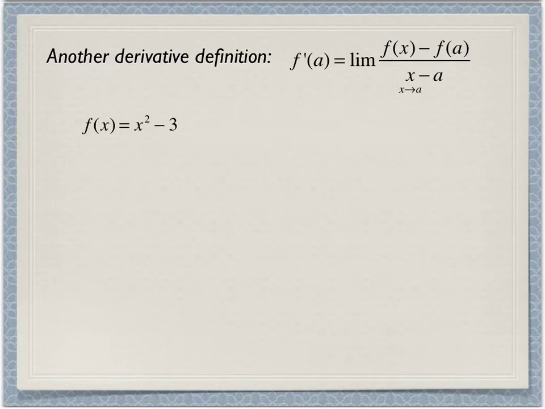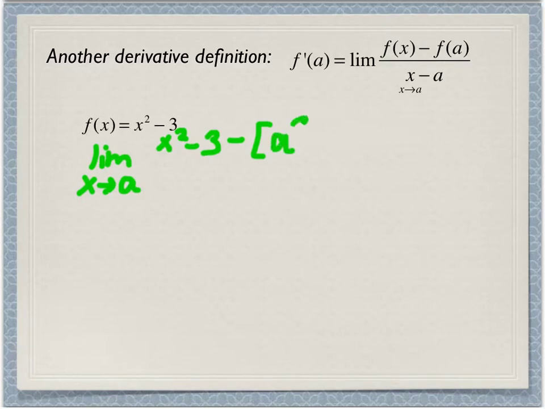Let's see, I think I'm going to change colors here just for fun. So the f of x in this case will be, well, this time I'm going to say the limit as x approaches a. And so now I take my original function, which is going to be x squared minus 3, but then I subtract, and here's where I put a in place of x, so that's a squared minus 3, and all of that over x minus a.